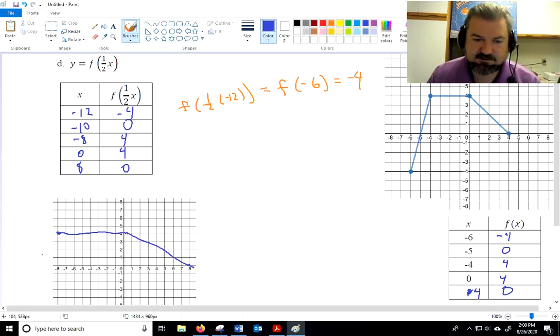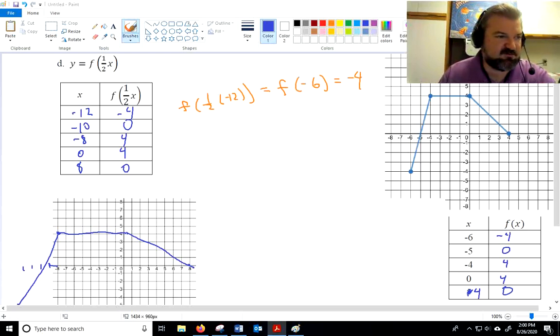So it's going to be, let's see here, negative 8. Let's see here, negative 9, 10, 11, 12. It's going to be way down here. So yeah, it definitely expanded it out quite a bit.